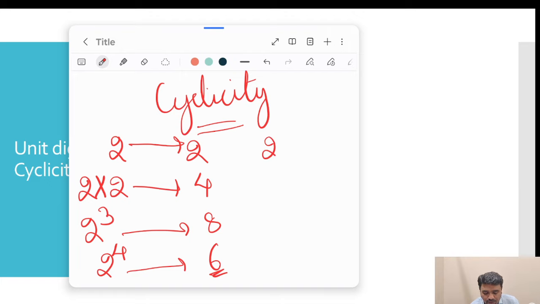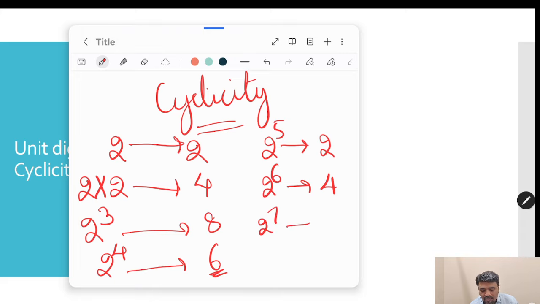What about 2 power of 5? 2 power of 5, that means 32 is the answer. So unit place is 2. Are you able to follow my point? I'm writing only the unit place. So 2 power of 6 is 64, but once again, my question is about only the unit place. Unit place is 4 only. 2 power of 7, 128. The unit place is 8. 2 power of 8, okay, sorry, 256. Unit place is 6.